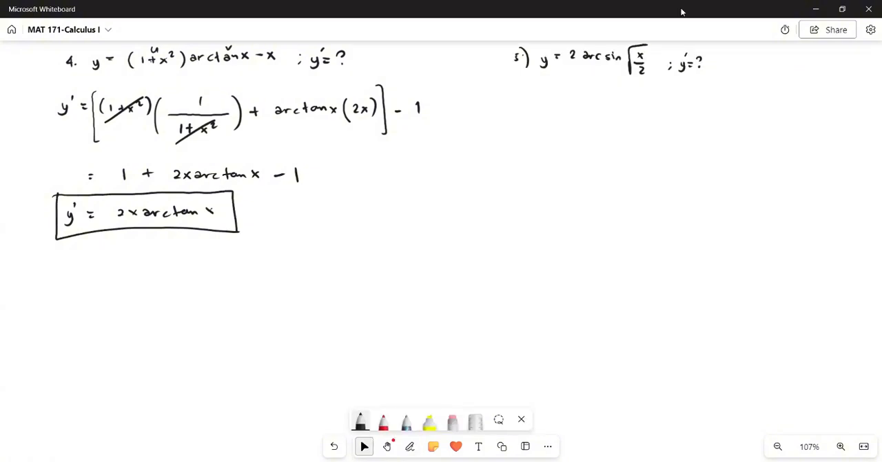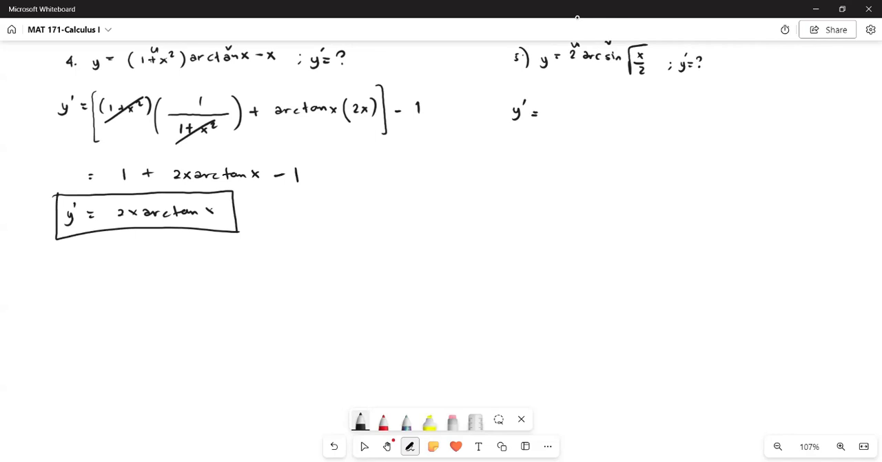For our example number 5, we have y is equal to 2 arcsine of square root of x over 2. Pinapahanap sa atin yung first derivative or ang y prime. So para magawa yun, tingnan muna natin yung ating given function. So as you can see, meron tayong 2, which is the algebraic expression sa ating function. And then we have arcsin of square root of x over 2, which is an inverse trigo function. So pwede natin consider na yung 2 is yung u, tapos yung arcsin is yung ating v. So pwede tayo mag-proceed sa product rule.